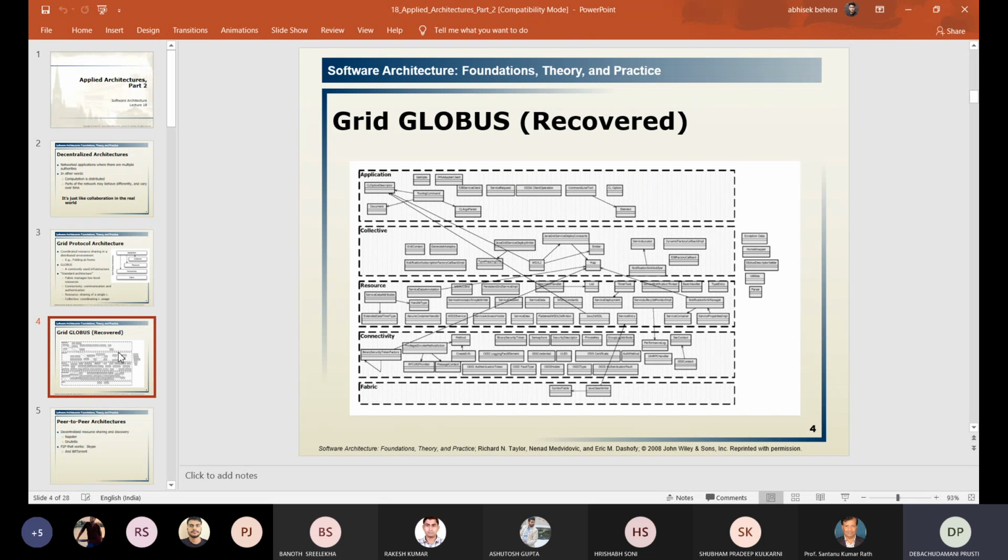Now, we are able to see the application layer, the collective layer, the resource layer, the connectivity layer, and the fabric layer. In here, the fabric is the extreme lower layer. And in the connectivity layer, as we told, we have communication and authentication. Communication means we should have the proper connection, and authentication means the security measure which should be performed so that the authorized user will be allowed to access.